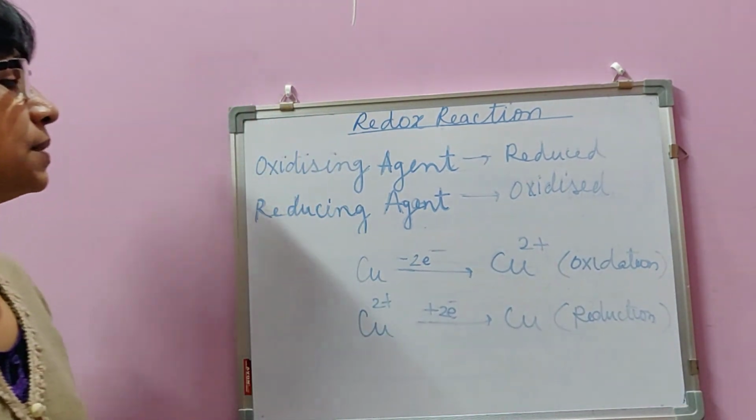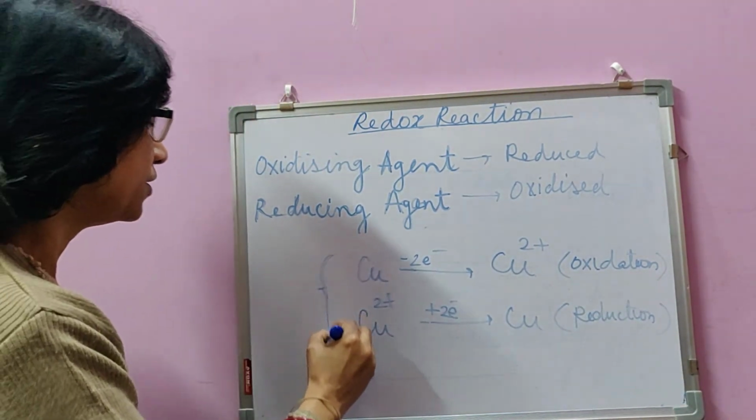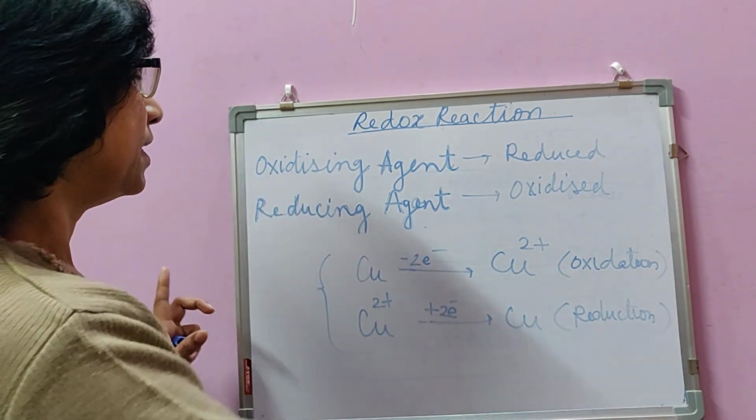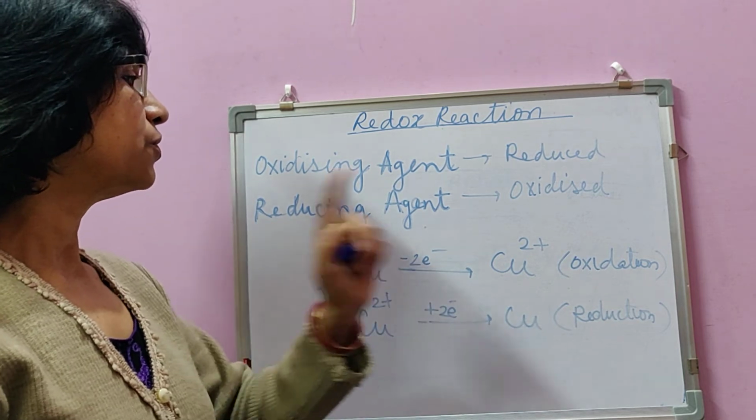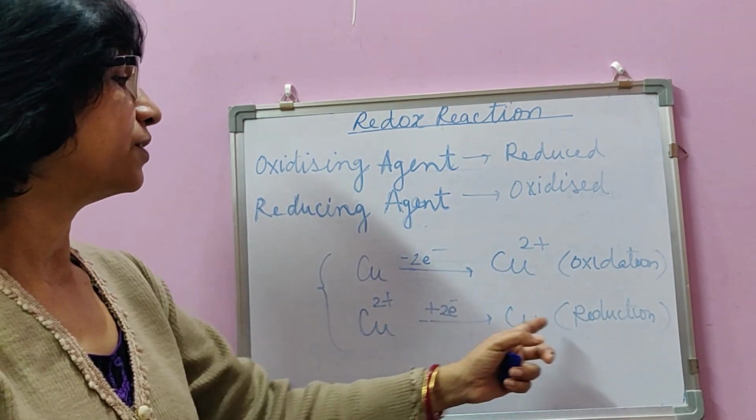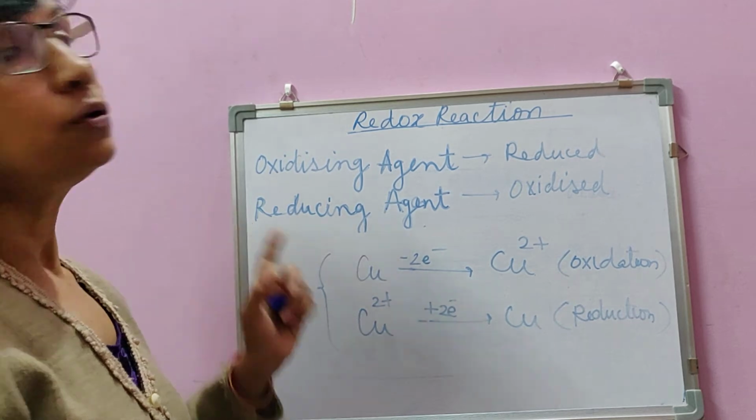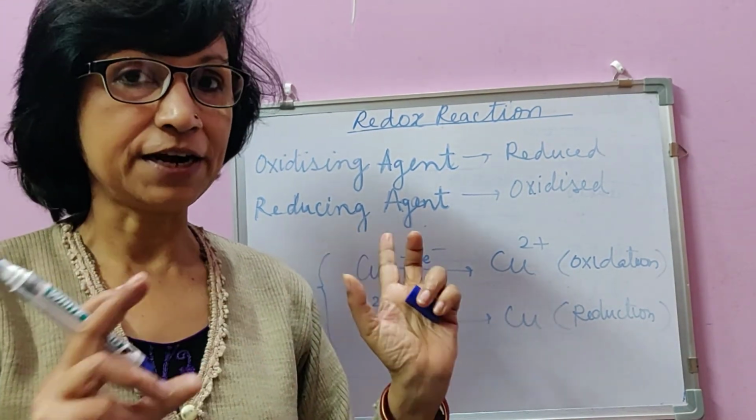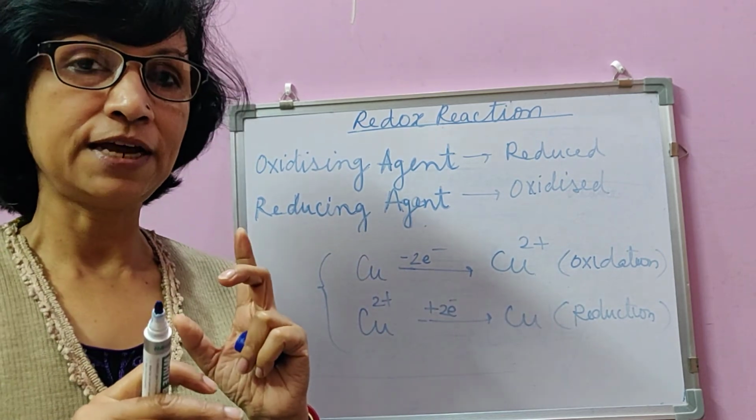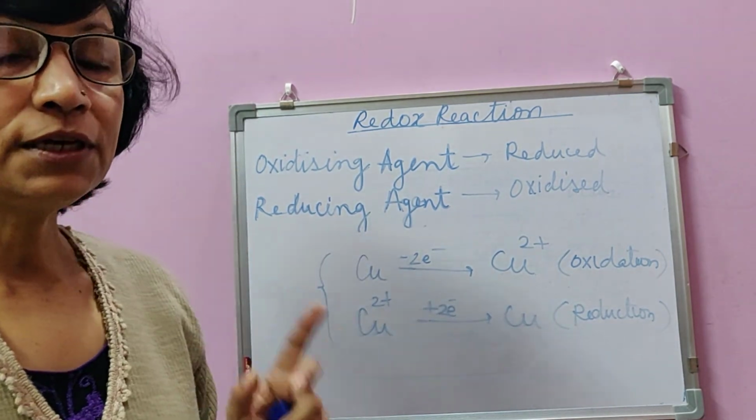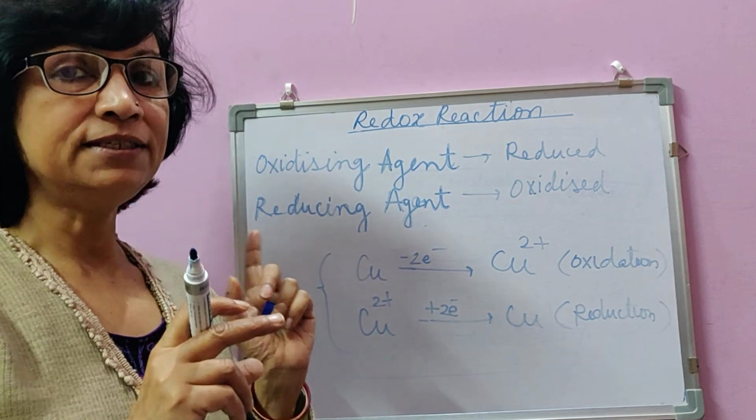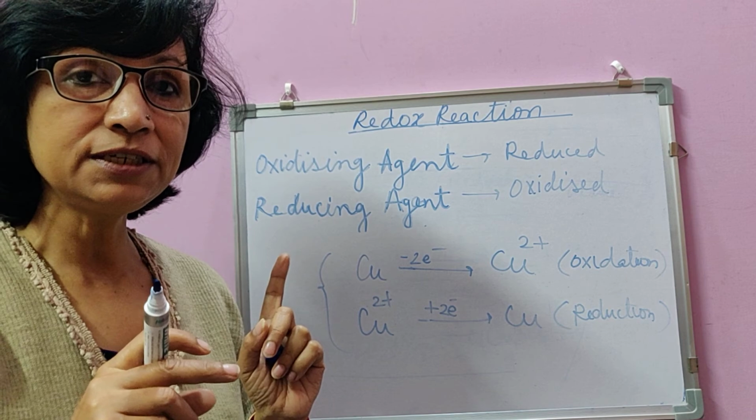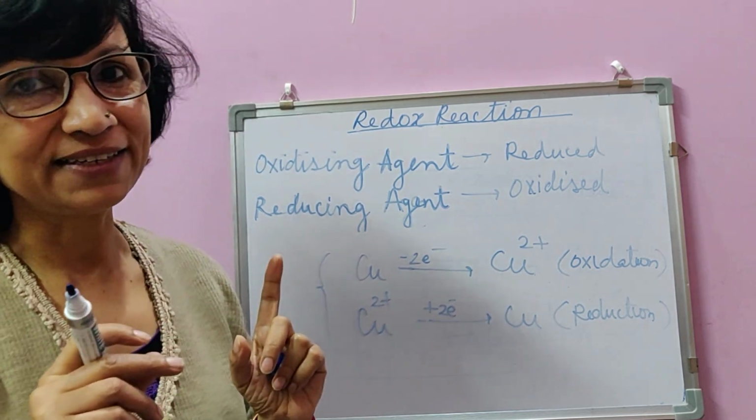So children, normally we don't give half reactions in class 8, but still you must understand that loss of electrons is oxidation and gain of electrons is reduction, and also that in a redox reaction one of the reactants is oxidized and the other is reduced. The substance which is oxidized acts as the reducing agent and the substance which is reduced acts as the oxidizing agent.